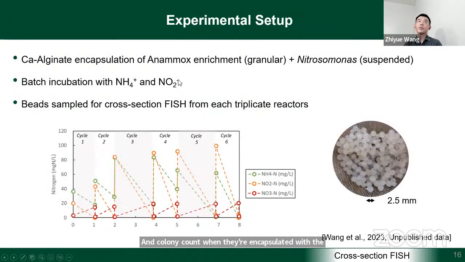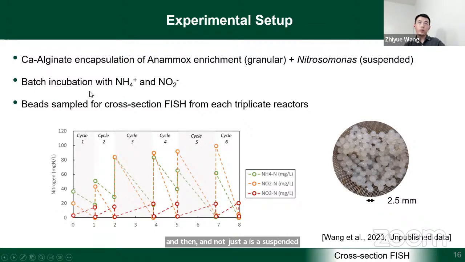So with this, we used actually a little bit more complicated system when we encapsulated Anammox enrichment, and again added a suspended growing Nitrosomonas pure culture. And this is how it looks when we encapsulated it. So you can still see some flocks of Anammox, and Nitrosomonas is a suspended culture inside.